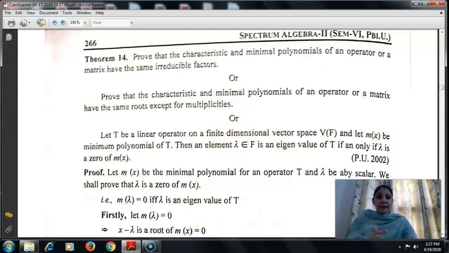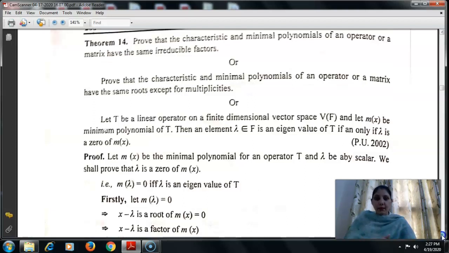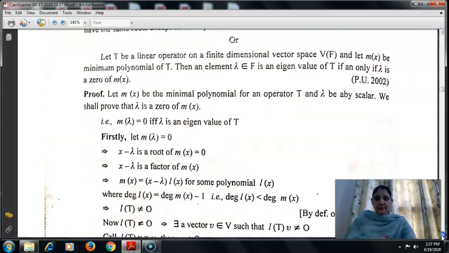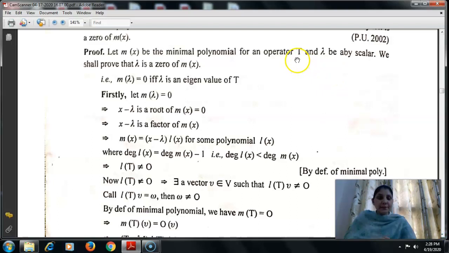So in this theorem we are going to prove that the minimal polynomial and characteristic polynomial will have the same roots, but their repetition, the number of times they repeat themselves, can be different. To prove this, let mx be the minimal polynomial for an operator t and lambda be any scalar. We will prove that lambda is a zero of mx.